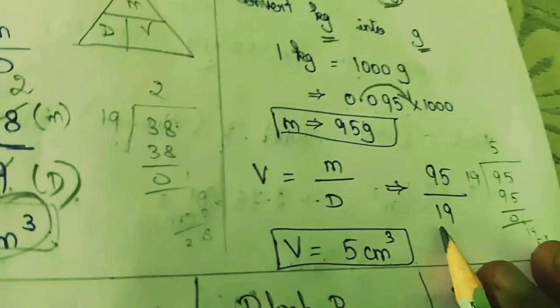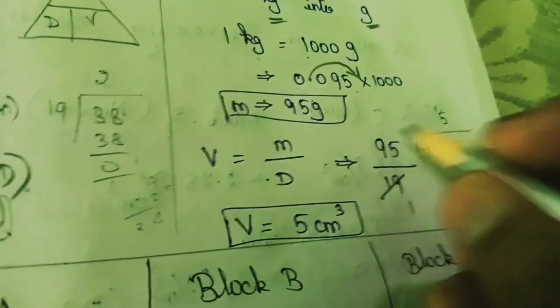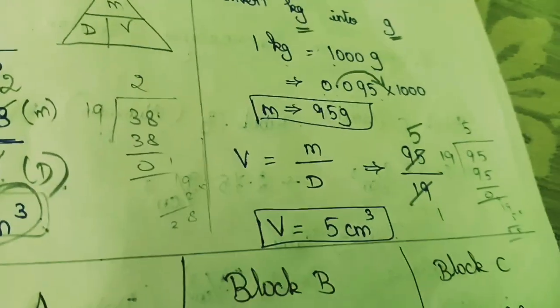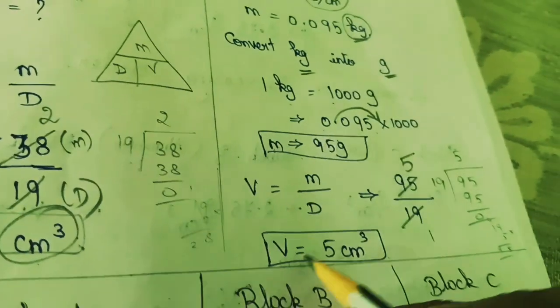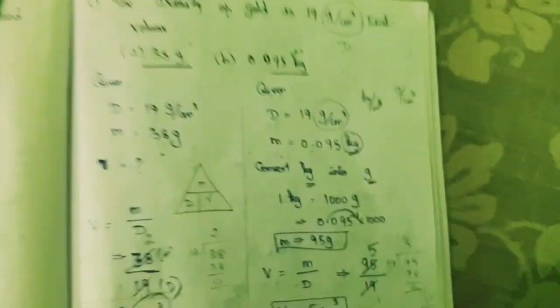So 95 by 19, I am substituting. 1 19 is 19, 5 19s are 95. So volume is equal to 5 centimeter cube. So we found the answer for this problem. Is it okay?